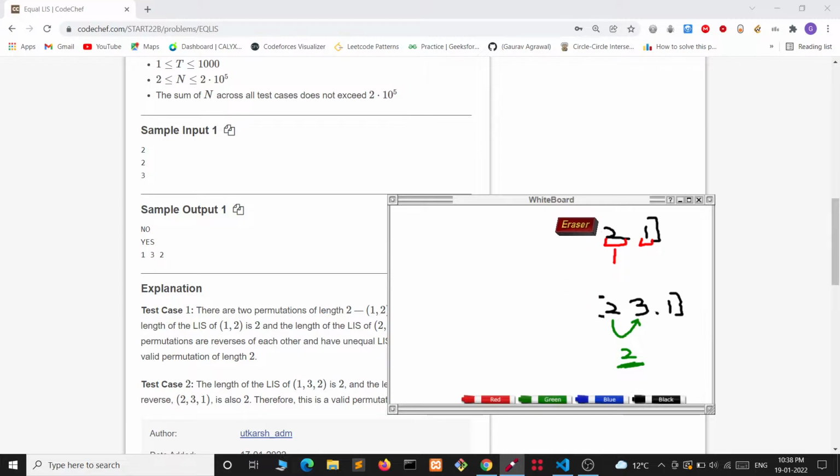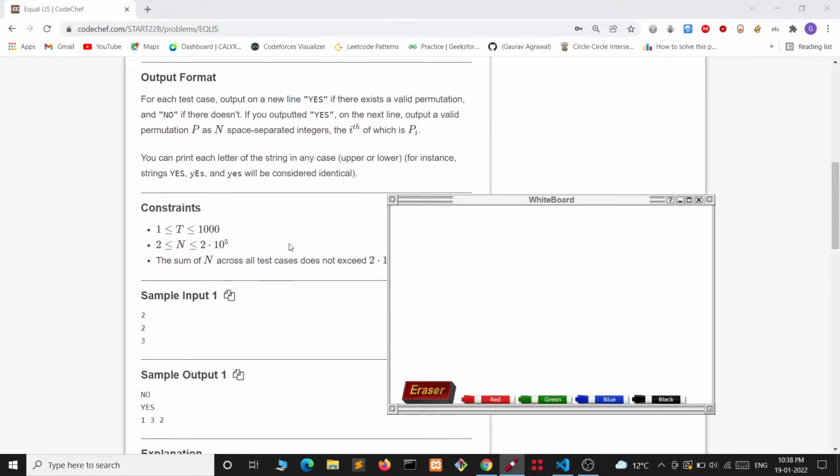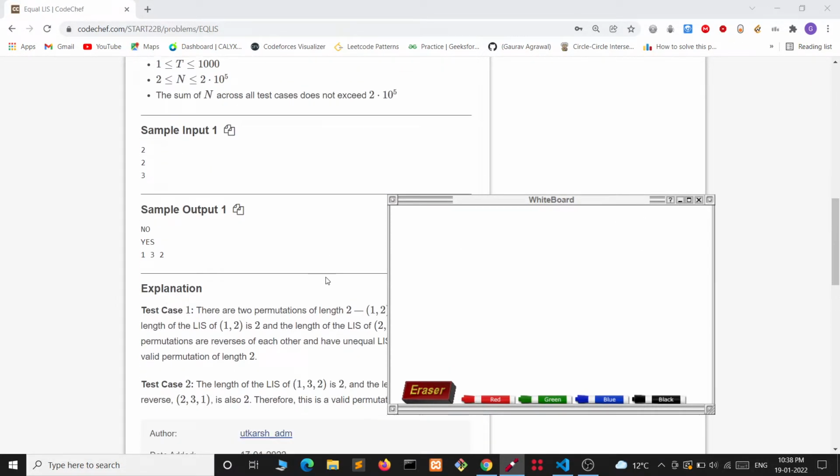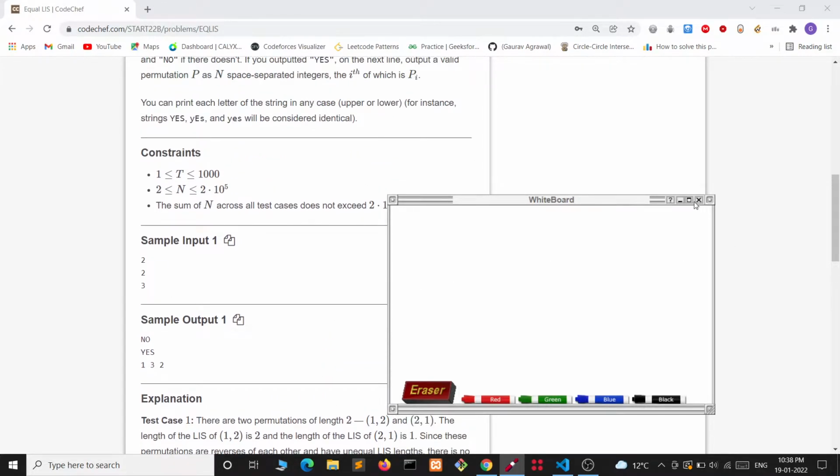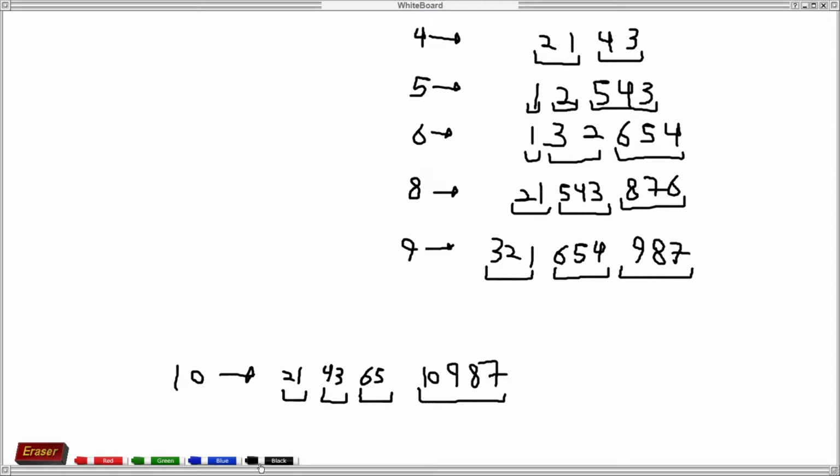Now how do we form this permutation? For this, we can just generate all the permutations and see if the reverse is also giving the same LIS. After analyzing some test cases like this, I have generated all the permutations whose reverse has the same length of longest increasing subsequence. Then there is something we can notice.